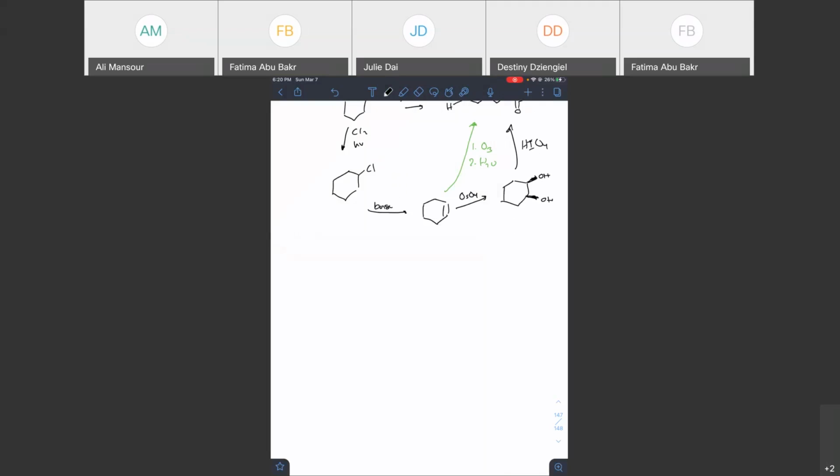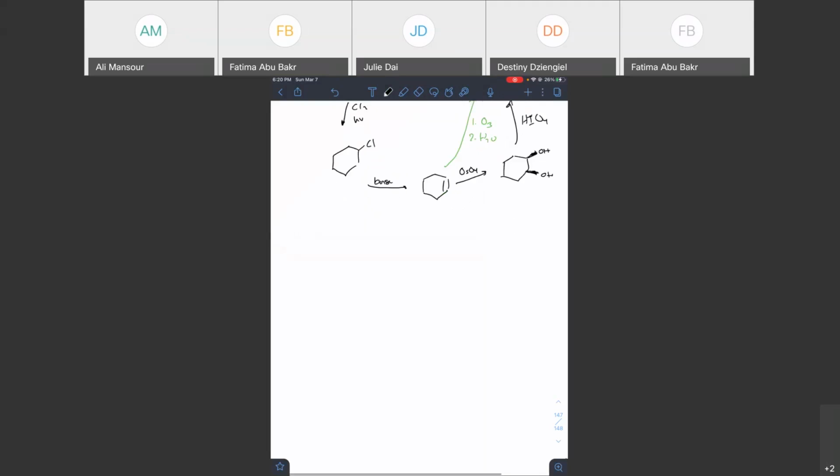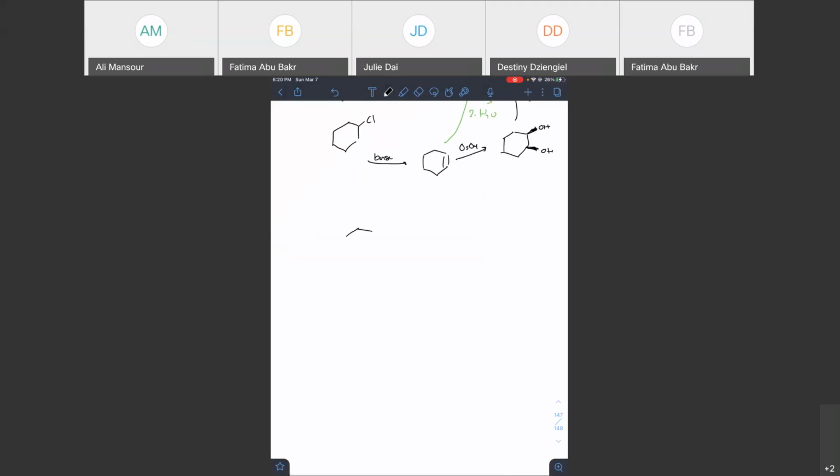For the next one, we have a cyclohexane with a methyl that goes to a cyclohexane, or really an aromatic ring, with a carbonyl and some more methyls. All right, and for this one, let's just do 2 minutes again.